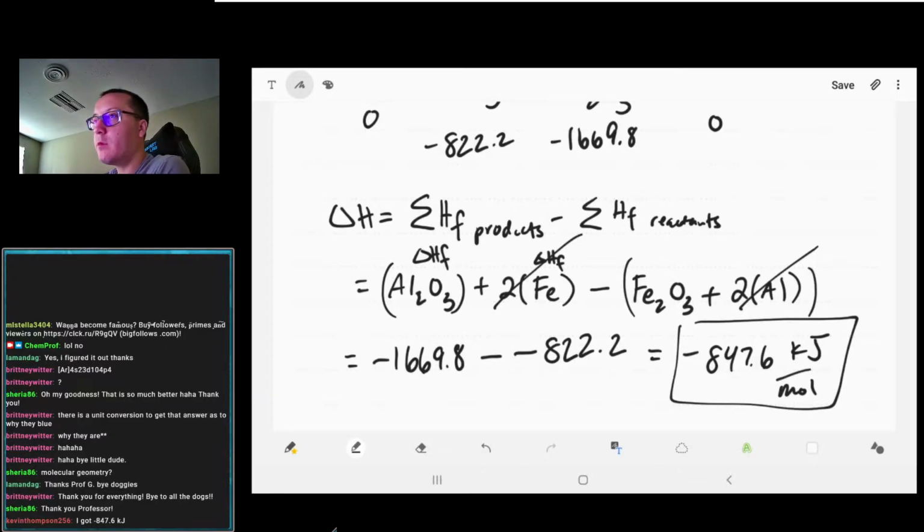Cool. So this is kind of the big thing here. Remember that if you have more than 1 in your reaction coefficients, you're going to want to multiply by that. So technically we had 2 irons by themselves, iron solids, so we're going to have to multiply 2 times 0. Doesn't really change anything, but remember that you want to put your reaction coefficients there as well. Alrighty.